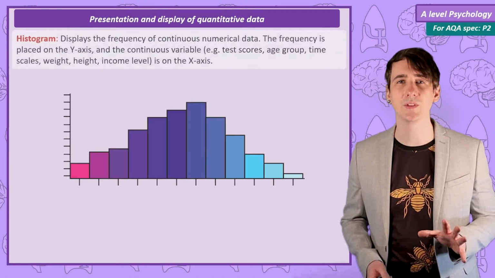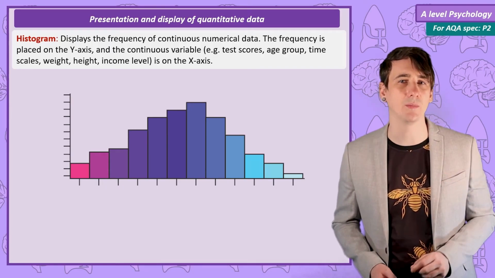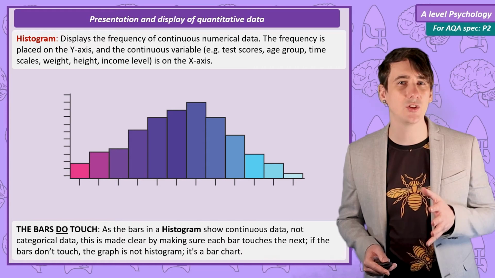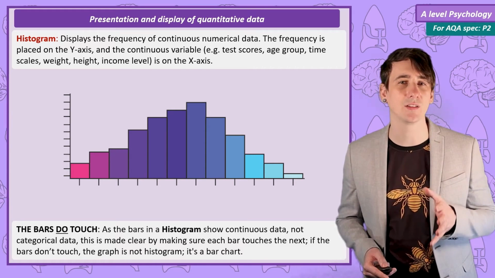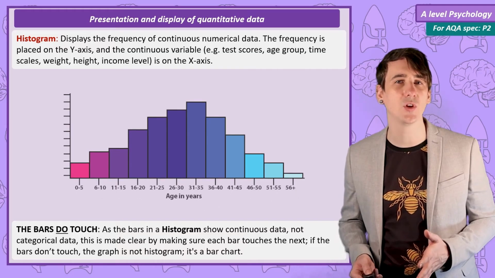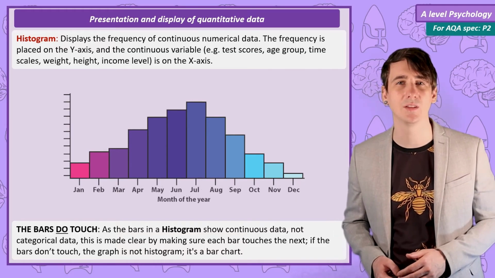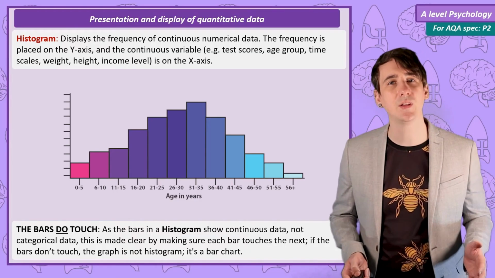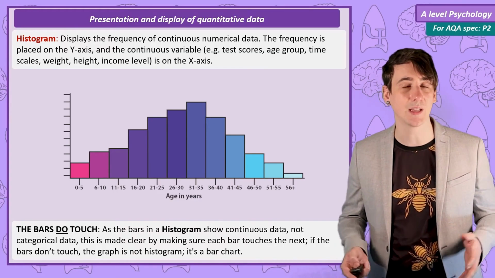Histograms. Histograms show frequency and at first glance appear to be similar to bar charts, but you can see the bars are touching. This is to show that the scale on the x-axis is continuous. Common examples are test scores, age group, and timescales like months and years. In this example, each age group follows on from the next, and we can see the bars have to be displayed in order to make sense of the data.